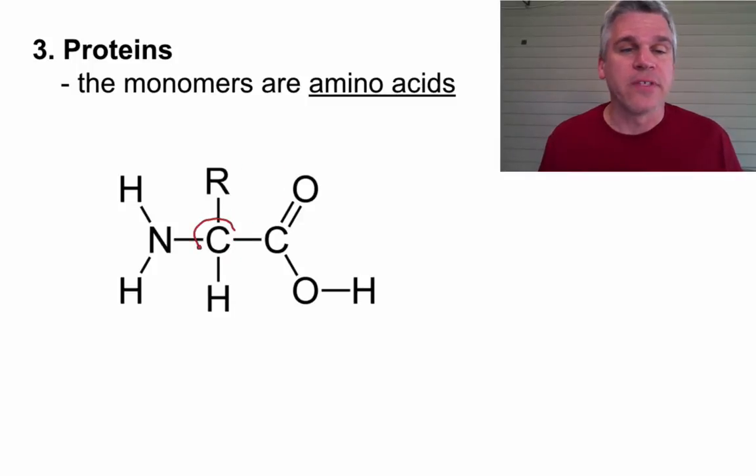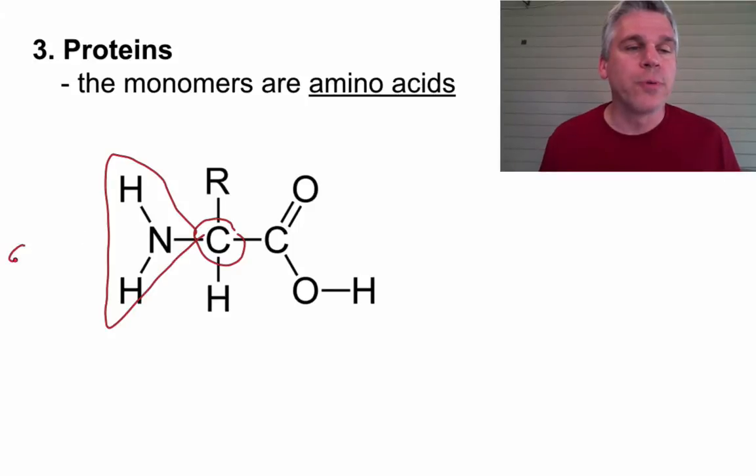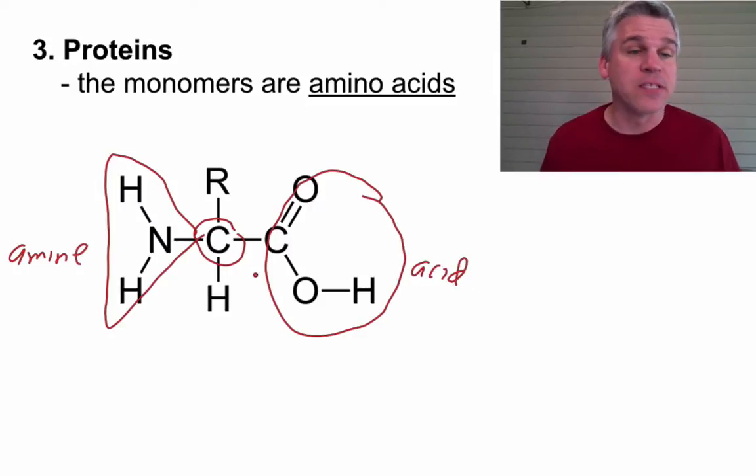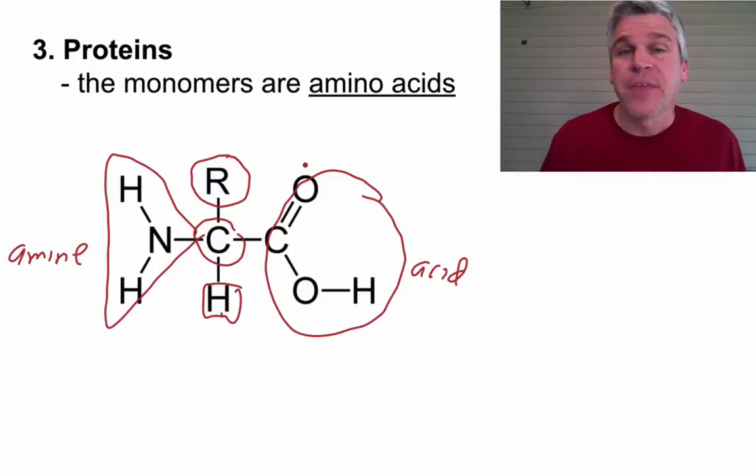It is made up of a centralized carbon. We have what's called an NH2 group, that's the amine group. We have the COOH group, that's what's known as an acid group, hence the name amino acid. There's a hydrogen, but then we see a letter R there. That could be anything, and this is what makes the amino acids different from one another. Everything else is the same except for this R group right here.